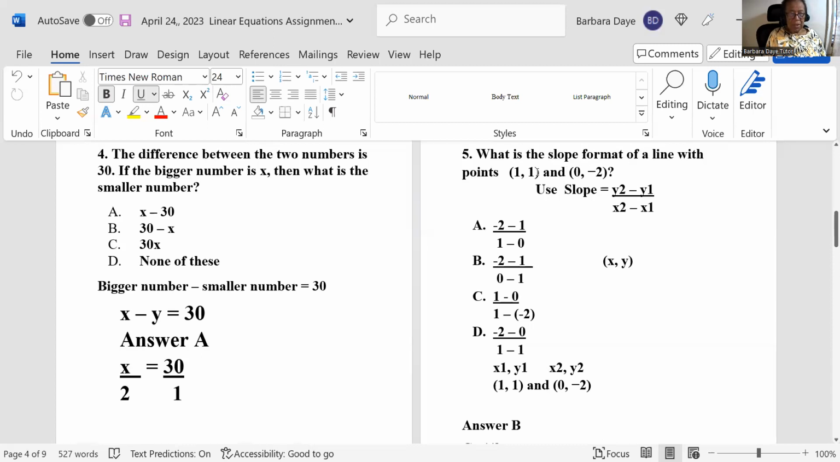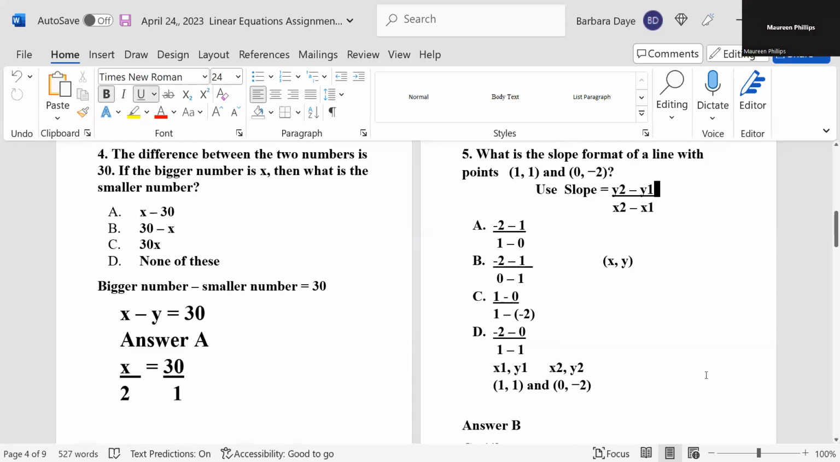Okay? In other words, X, Y, X, Y. I have 2 points. So I took those points and labeled them. I call my 1 my X1, this one my Y1. Okay? Now this other point, I called it 0 for X2 and -2 for Y2.